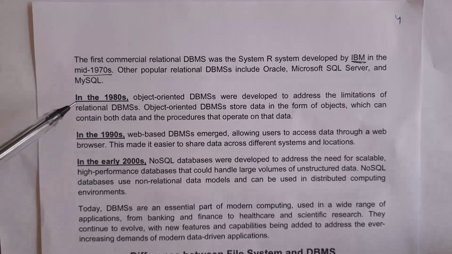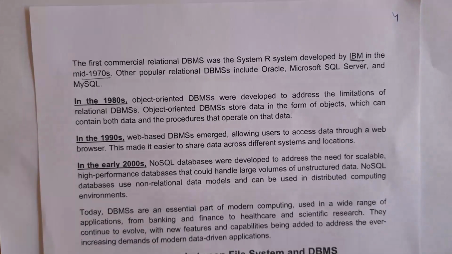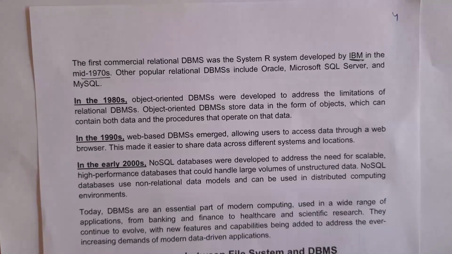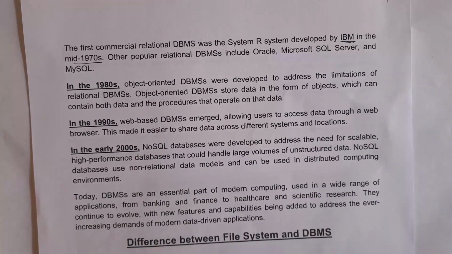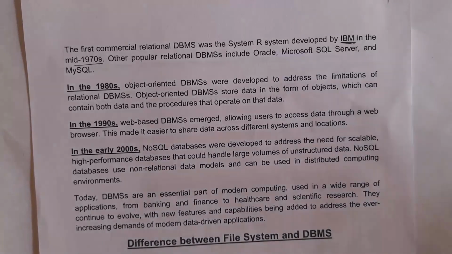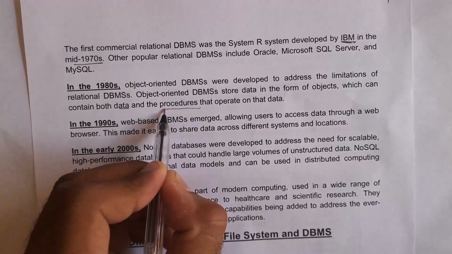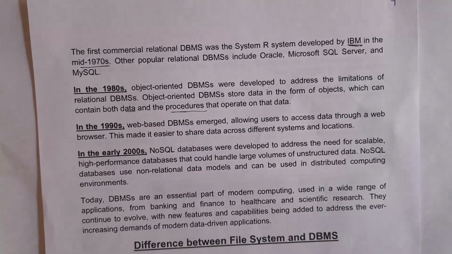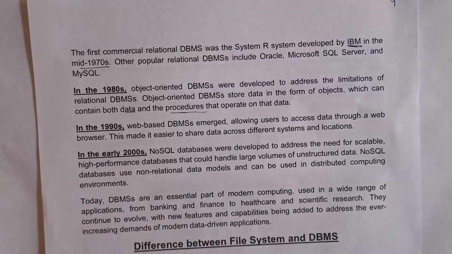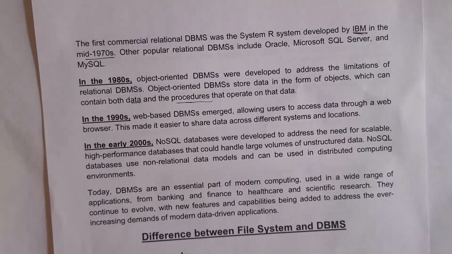And next, in the 1980s, there were some disadvantages in relational database management system. So in order to overcome these disadvantages, object-oriented database management system was introduced. The name itself says object-oriented DBMS. In object-oriented DBMS, we store data in the form of objects, which contain both data and procedures that operate on the data. In object-oriented DBMS, we can store pictures, audios, videos and other types of data, which is impossible to store in relational DBMS. Just remember these points.